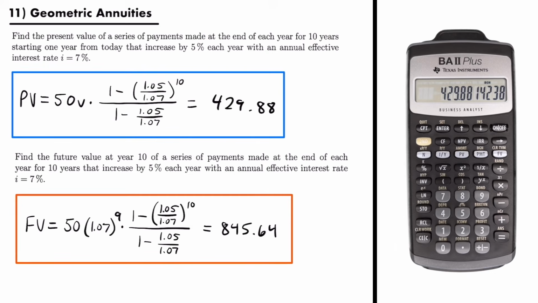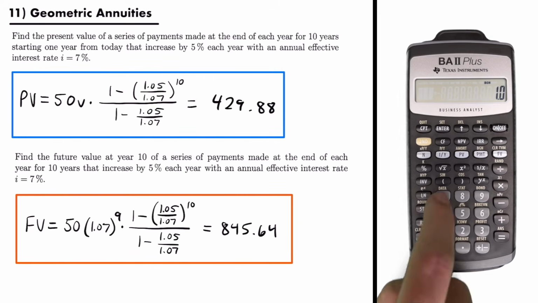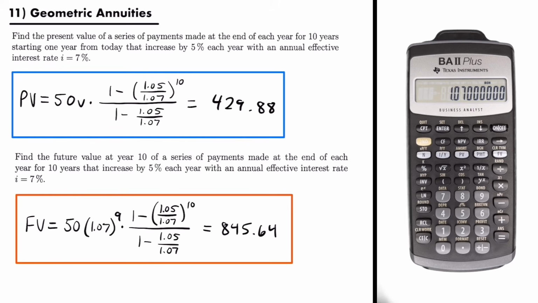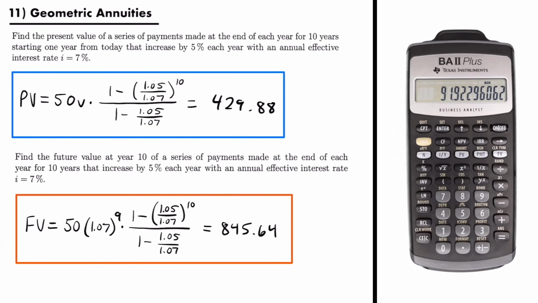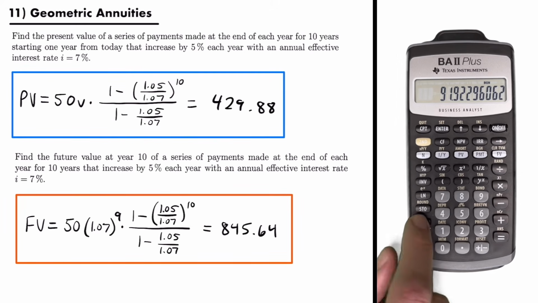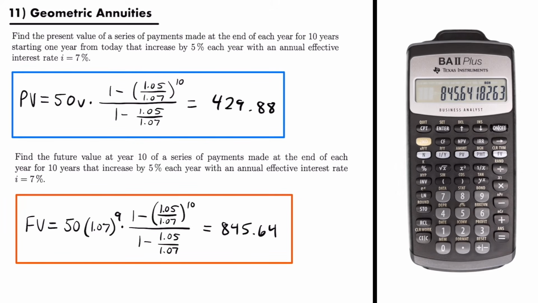Now, if we instead wanted to calculate the future value, we can clear our work here, and we'll take 50 times 1.07 to the 9th power and multiply it by that present value of an annuity due that we calculated earlier, right? So we'll take 1.07, and then we'll hit the power button, and then the 9 button, and that will take that 1.07 to the 9th power. So let's hit equals, and then we will multiply that by 50, hit equals, and then we'll multiply that by that present value that we calculated. So I'll recall 6, and then hit enter, and there is our $845.64, which we had right here.